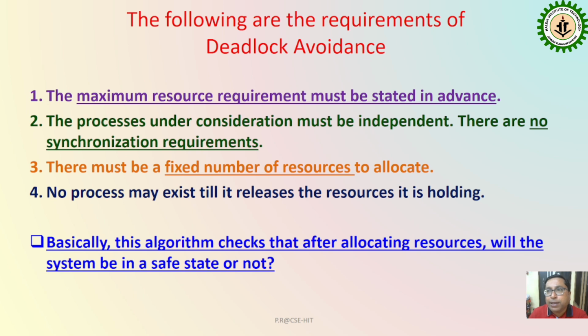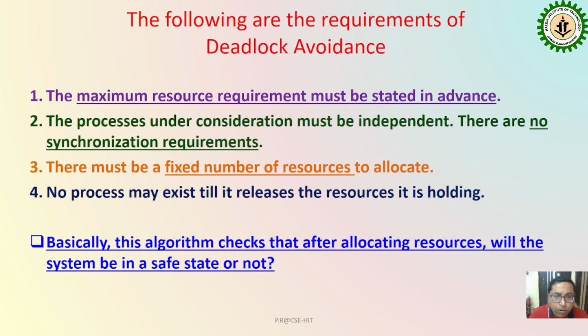The following are the requirements for deadlock avoidance. The maximum resource requirement must be stated in advance. The processes under consideration must be independent. There are no synchronization requirements. There must be a fixed number of resources to allocate. That is, before going to this deadlock avoidance algorithm, the banker's algorithm, the number of resources is fixed.